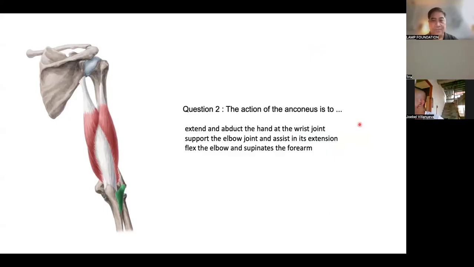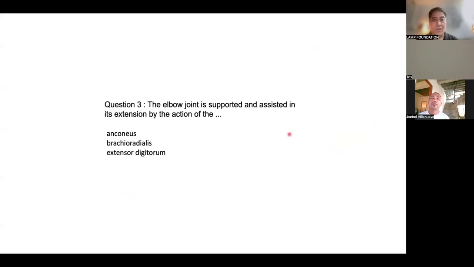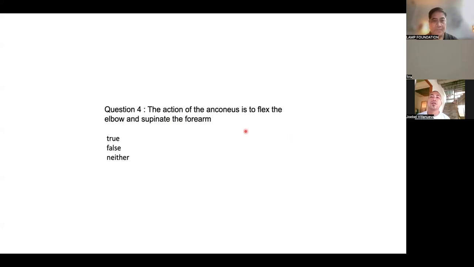The action of the anconeus is to support the elbow joint and assist in its extension. No? The elbow joint is supported and assisted in extension by the action of the anconeus. The action of the anconeus is to flex the elbow and supinate the forearm. True or false? False.